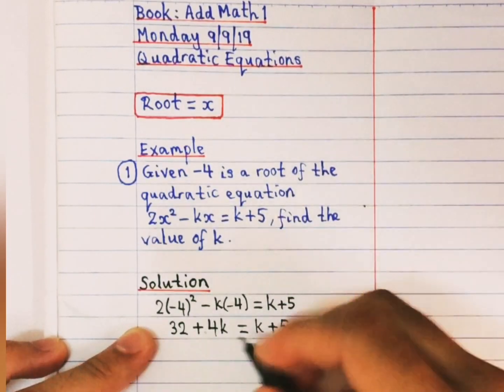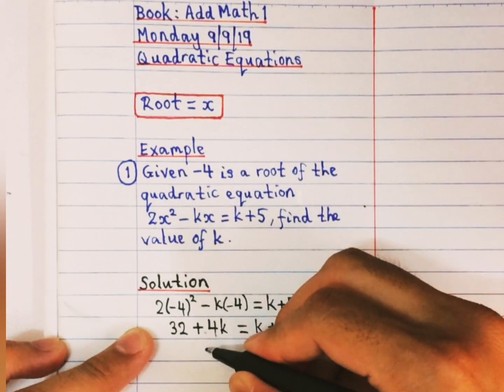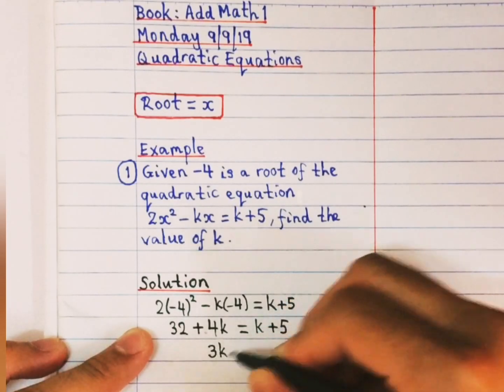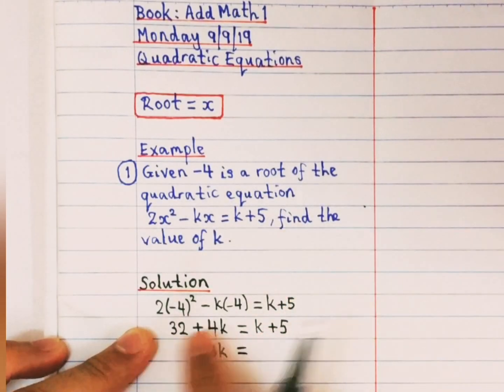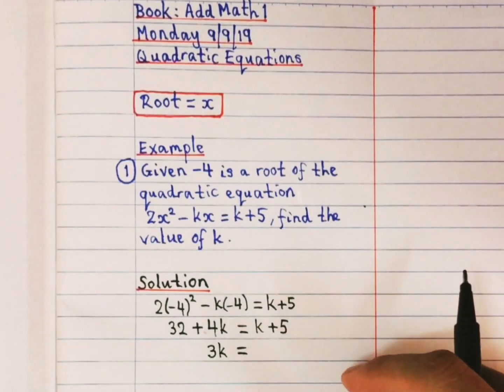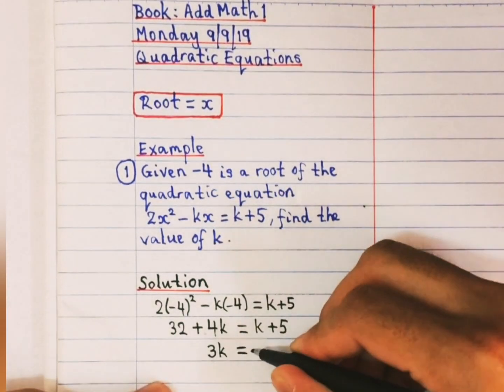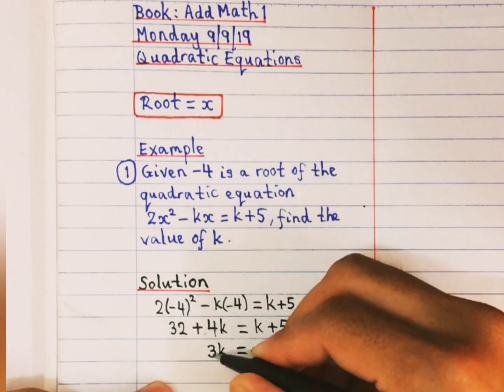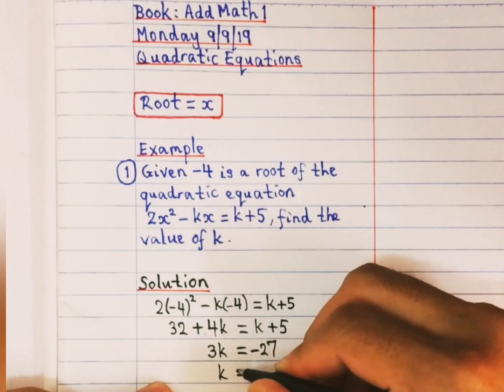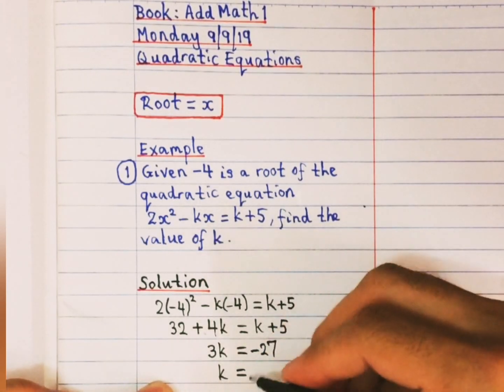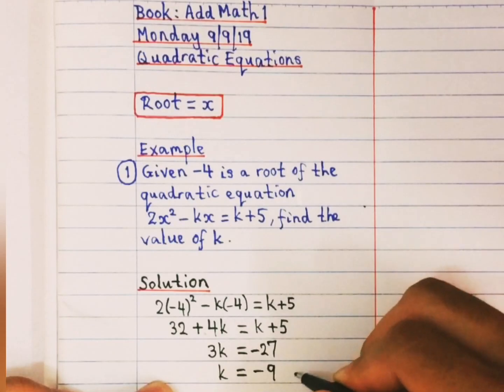So you bring this term over to the other side, so 4k minus k gives you 3k, equals 5 minus 32, which gives you negative 27. So you bring over the 3, you have to divide, so k equals negative 27 divided by 3, which gives you negative 9. So this is the final answer.